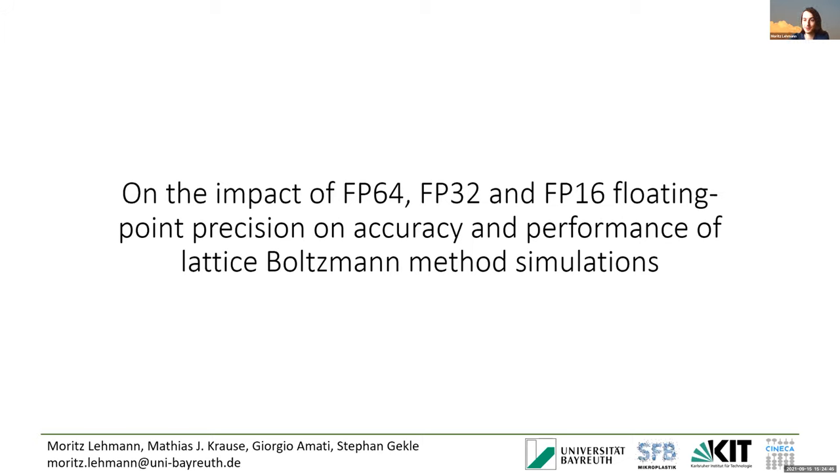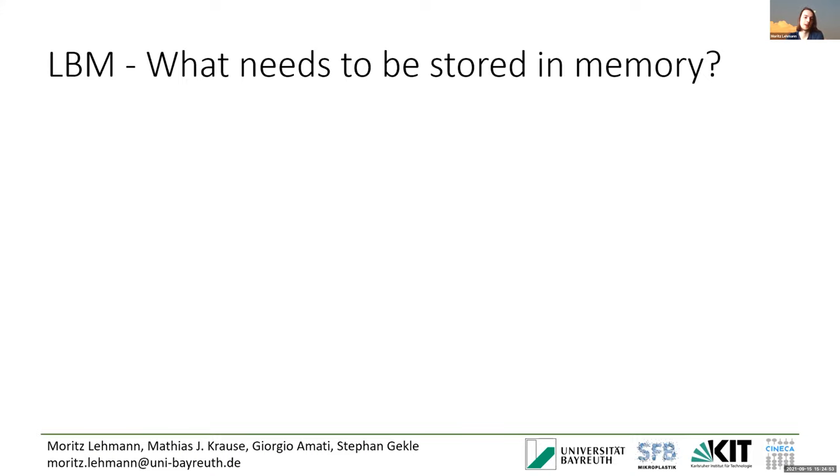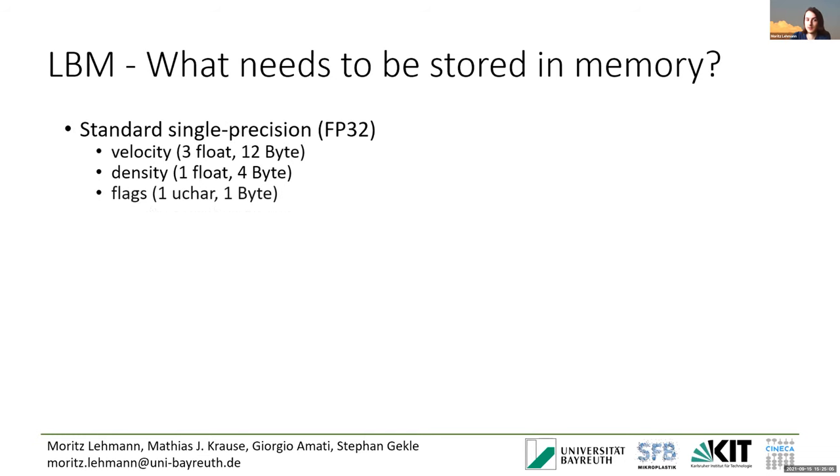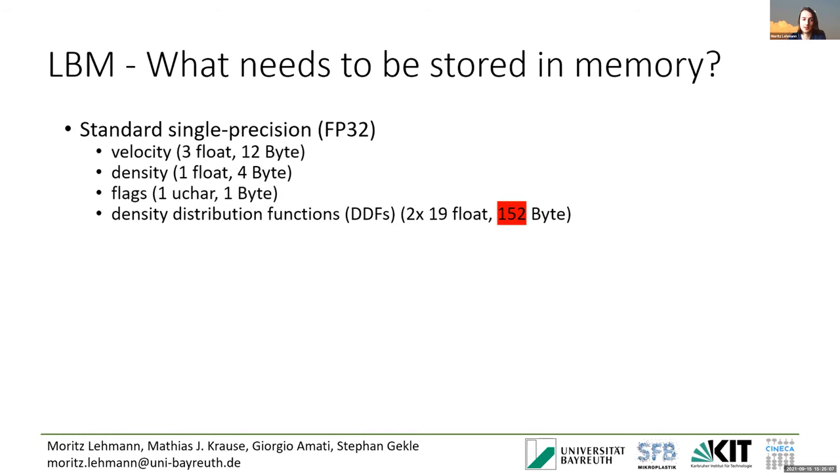So in this talk, I will compare floating point precision and how it affects the overall accuracy of Lattice Boltzmann simulations and also the performance. So for the Lattice Boltzmann method, what needs to be stored in memory? For a standard single precision floating point FP32, you will need the velocity, a three component vector, the density, and some sort of flags. And this is 17 bytes in total.